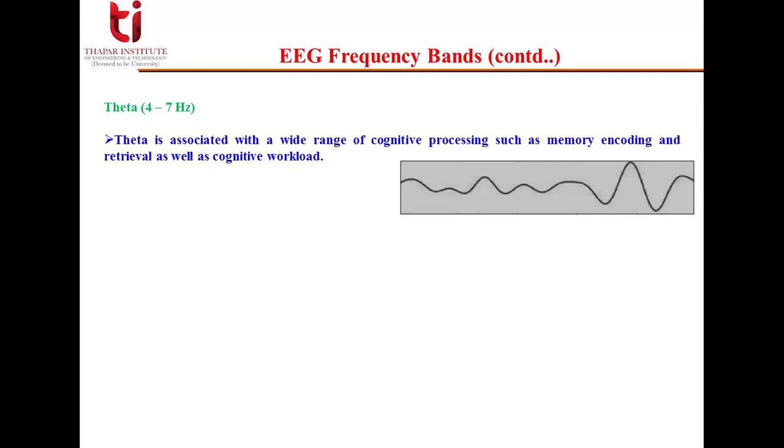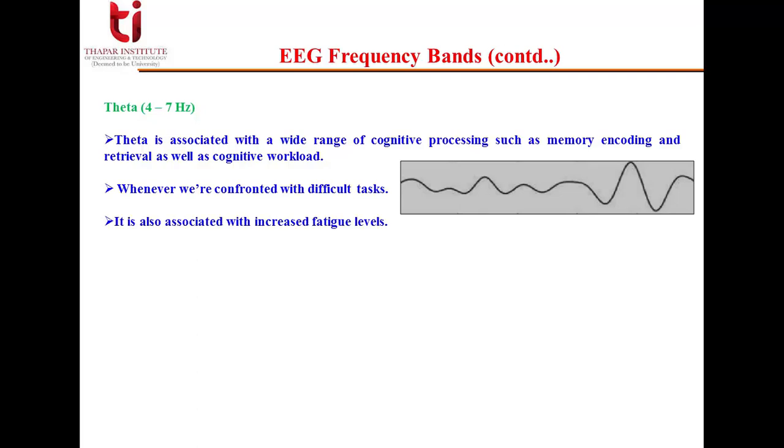It is associated with a wide range of cognitive processing such as memory encoding and retrieval as well as cognitive workload. Whenever we are confronted with difficult tasks, like having to count backwards from 100 in steps of 7, then these type of waves take over. It is also associated with increased fatigue levels.